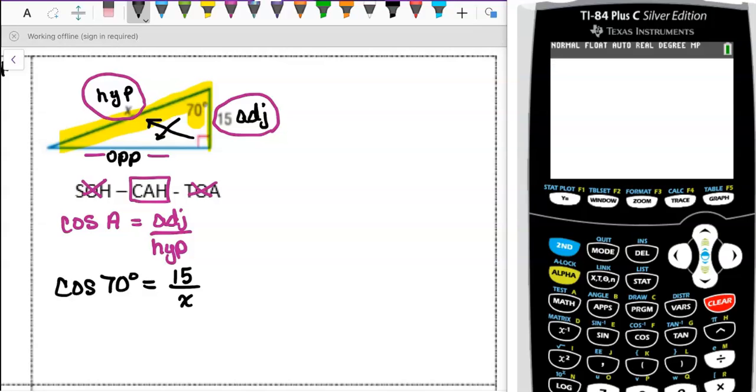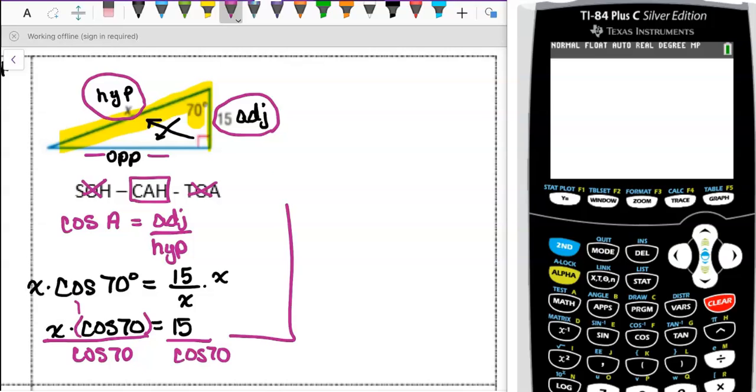Now this time, my variable is in the denominator, so it does not help me to multiply by the 15. I need to multiply by the x. Okay, so we're going to multiply both sides by my x. So I end up with x times the cosine of 70 equals 15. So this one takes an extra step because now I need to get rid of that cosine. I am not dividing by 70. I am dividing by this entire thing, the cosine of 70. It's a unit. It's stuck together. And I want to do that to both sides. So that means that my x equals 15 divided by the cosine of 70.